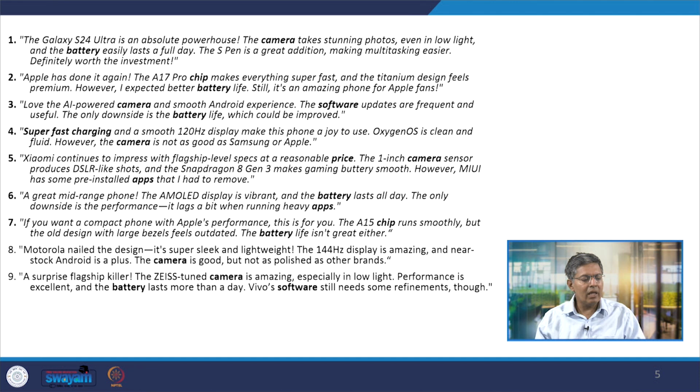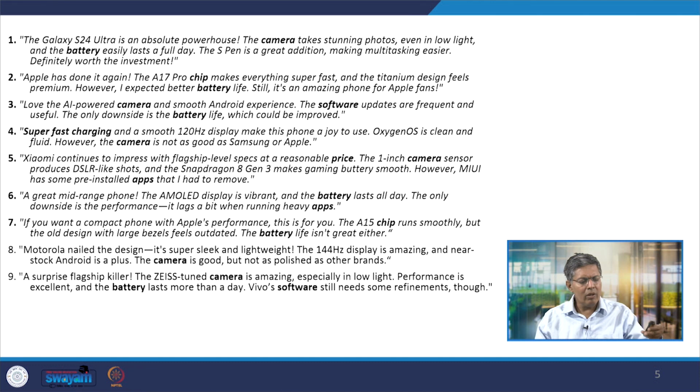The second review says, for another phone maybe, Apple has done it again. The A17 Pro chip makes everything super fast and the titanium design feels premium. However, I expected better battery life, right? But still, it's an amazing phone. The third one says, I love the AI powered camera and smooth Android experience. The software updates are frequent. The only downside is the battery life, which could be improved.